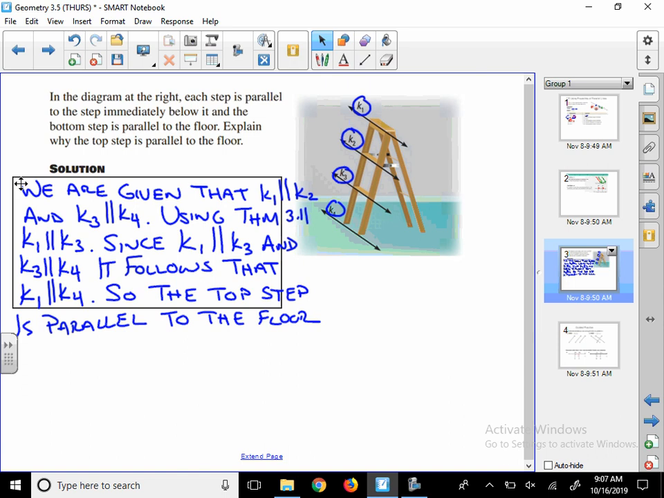So just kind of talking through so that we can use that Theorem 311. We couldn't just jump from K sub 1 being parallel to K sub 4 because they didn't have anything in common. They weren't parallel to the same thing. That's why we had to show that K sub 1 and K sub 3 were parallel to each other so that we could use that K sub 4.